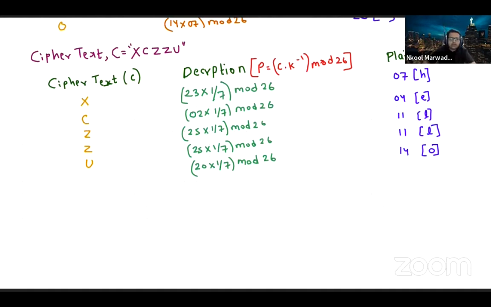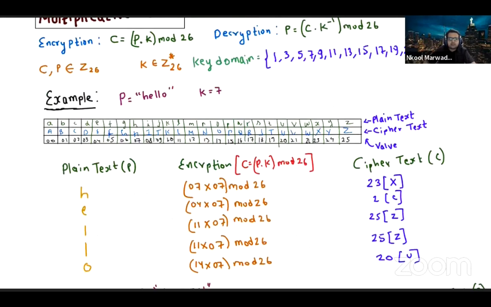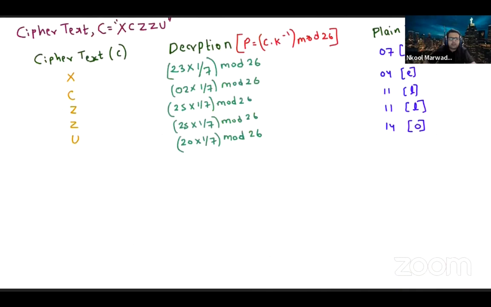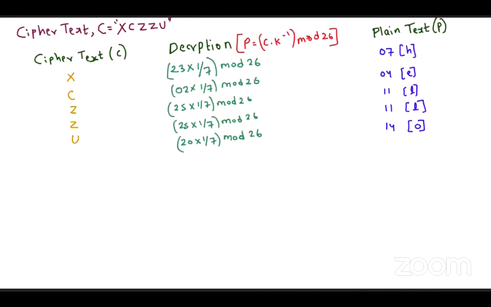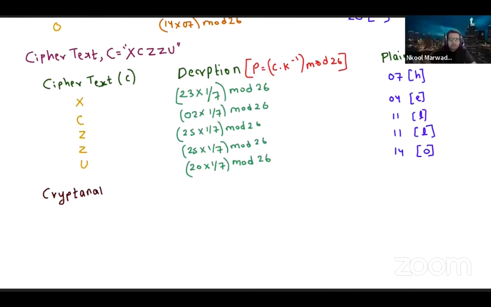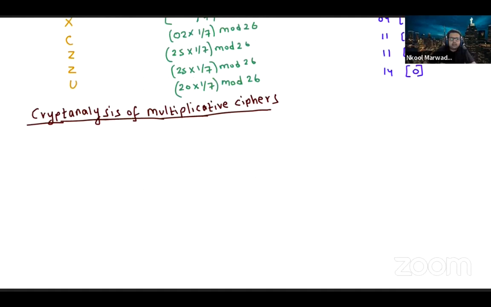Now if we look at the cryptanalysis, how reliable is it, can we rely on multiplicative ciphers? So let us discuss the cryptanalysis of multiplicative ciphers. So we already saw that the key domain, meaning the set of keys which we can take in multiplicative cipher, is very small. If you remember, we just discussed.